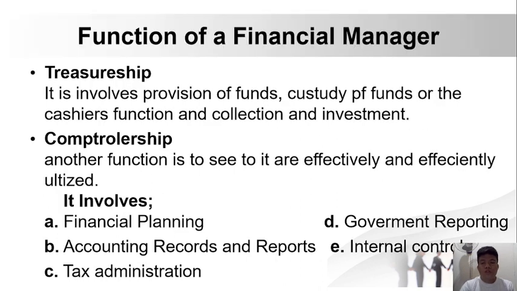Function of the financial manager. There are two types of functions of a financial manager. First is treasurership. It involves provision of funds, custody of funds or the cashier function, and collection and investment. Second is comptrollership. Another function is to see to it that funds are effectively and efficiently utilized. It involves financial planning, accounting records and reports, tax administration, government reports, and internal control.